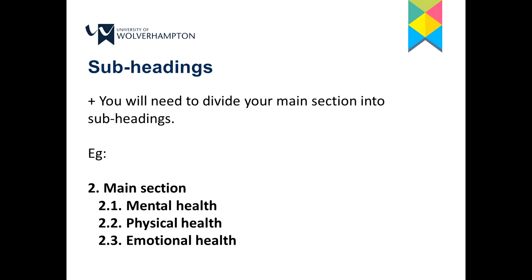So, I've mentioned already that the main section is normally divided into various subheadings. You will need to do this yourself depending on the topic that you are studying and writing a report on. For example, we have an example down below of a main section, which is section 2 in this exemplar report, and we are discussing different aspects of health. So section 2.1 might be mental health, 2.2 physical health, and 2.3 emotional health.